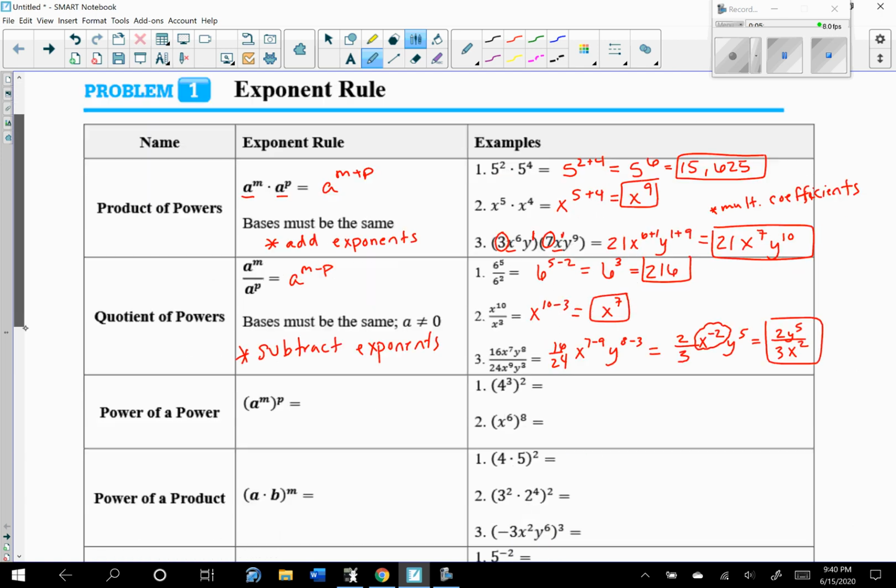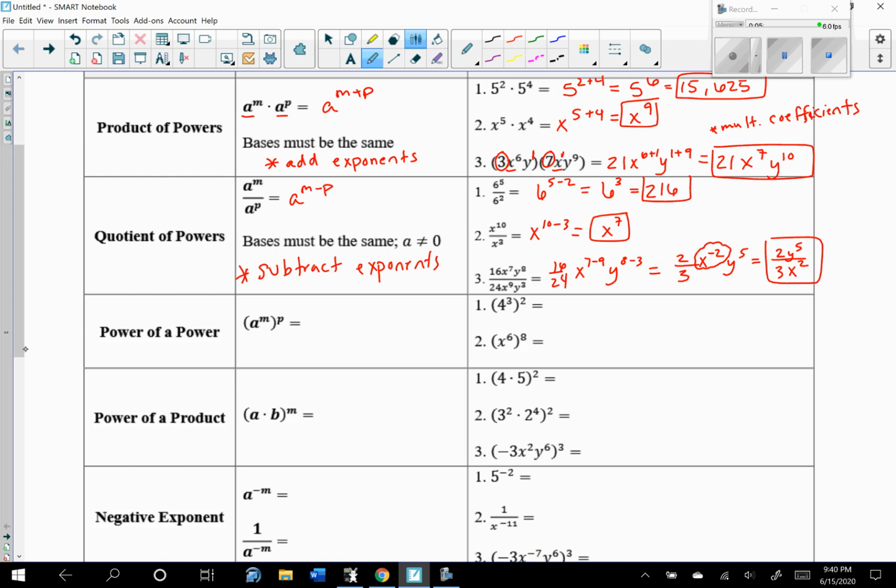The power of a power rule. Remember, again, same for this one, you don't have to have the same base. The power of powers is when you have powers like this, on the outside of parentheses, being multiplied. For this one, you just multiply the exponents.